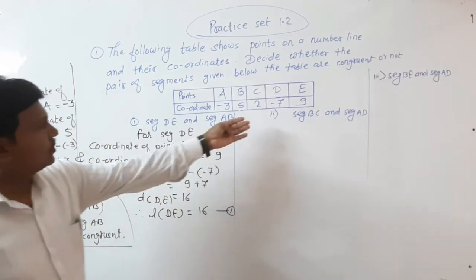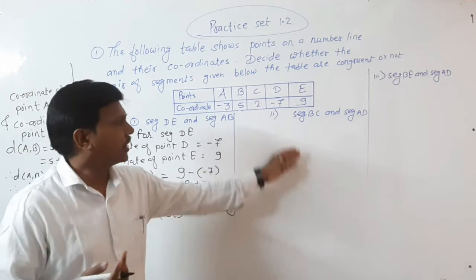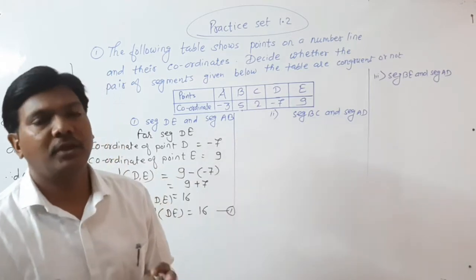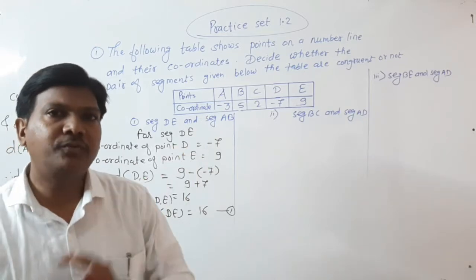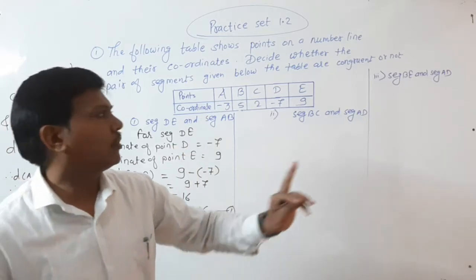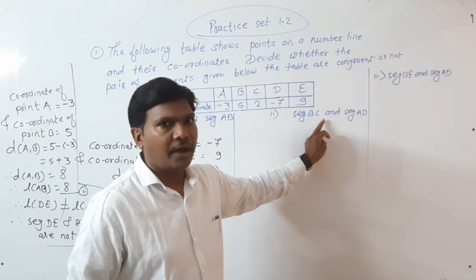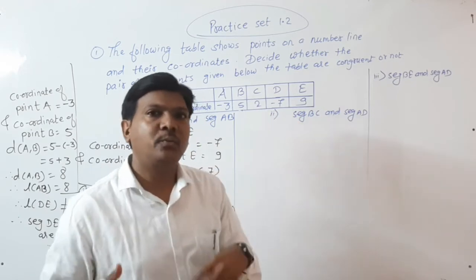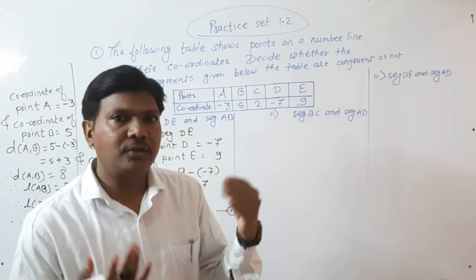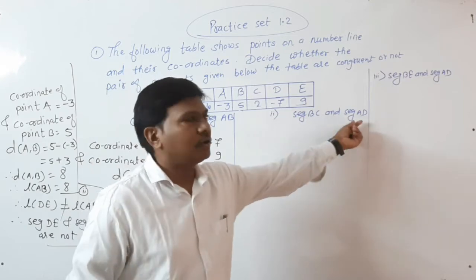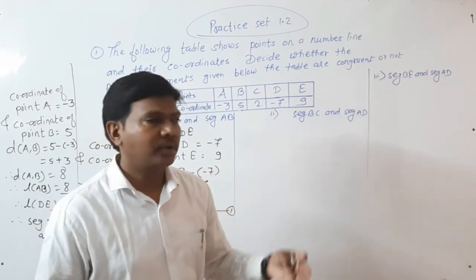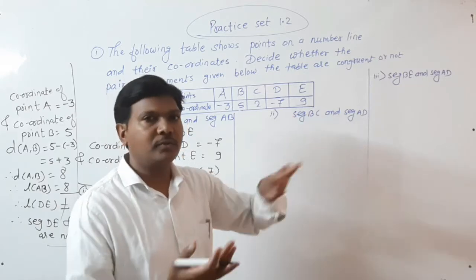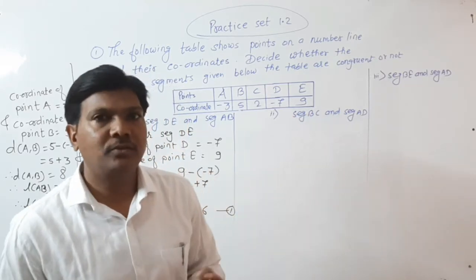Then see question number 2, segment BC and segment AD. So think first about segment BC. We write the coordinates of points B and C. Then find out which coordinate is greater. Find the distance BC and the distance AD. If both answers are the same, at that time say both are congruent. Otherwise, by the same method, it is not congruent.